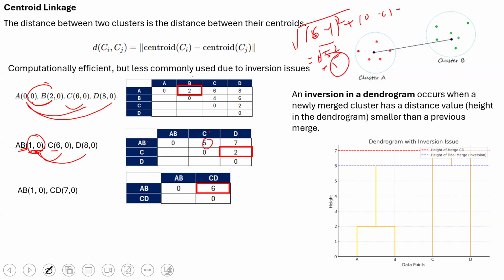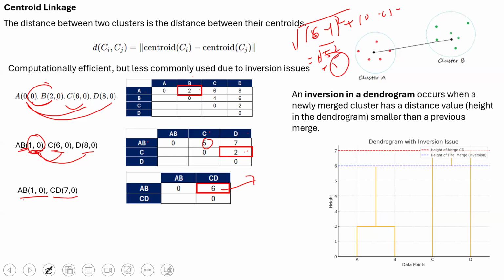Similarly, the next lowest distance is C and D. You calculate the centroid of these 2 points, which is 6 plus 8 by 2, which is 14 by 2, 7 comma 0. So the centroid of C and D is 7 comma 0, the centroid of A and B is 1 comma 0, and then you calculate the distance between the centroids, which is 6. That is the distance between the two centroids. So this is how the centroid linkage will work. Centroid linkage is nothing but the distance between the centroids of the clusters.